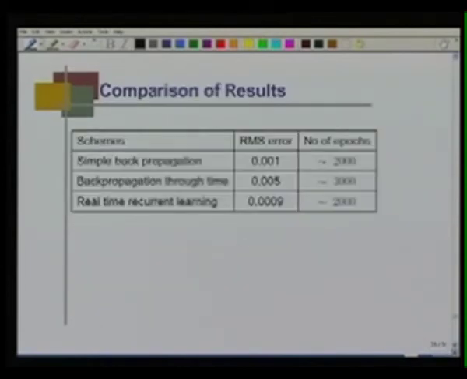So, we compared this same system trained using simple backpropagation, backpropagation through time, as well as real time recurrent learning. After 2000 epochs we found simple backpropagation gave 0.001 RMS error, backpropagation through time gave 0.005, a little more, whereas real time recurrent learning gave 0.0009. So, you see that the dynamic network does better, it captures the dynamics better.